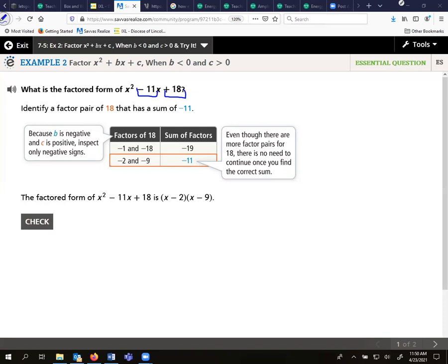Okay, so they didn't list all the factors of 18, but they did list two sets. We've got negative 1 and negative 18, which add to be negative 19, negative 2 and negative 9, which add to be negative 11. So even though there are more factor pairs, there's no need to continue once you find the correct one, because there's only one that will work. They're not going to give you ones where you won't find a pair, because then that's something else, and we'll get to that later.